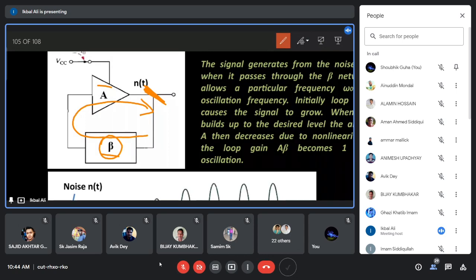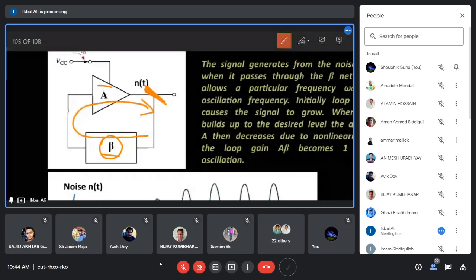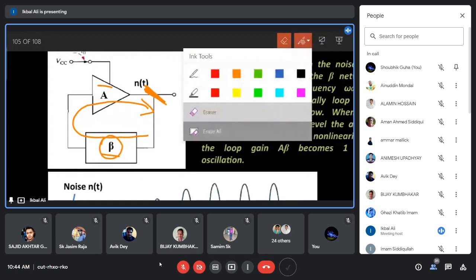If you put A beta equal to 1 initially in the oscillator, you get nothing. You will not get any signal. You cannot see any signal at the output. If you connect a CRO and put A beta equal to 1 initially, you will never get the signal. You will not get the oscillator output. What you have to do is put A beta slightly greater than 1 initially to start the oscillation.